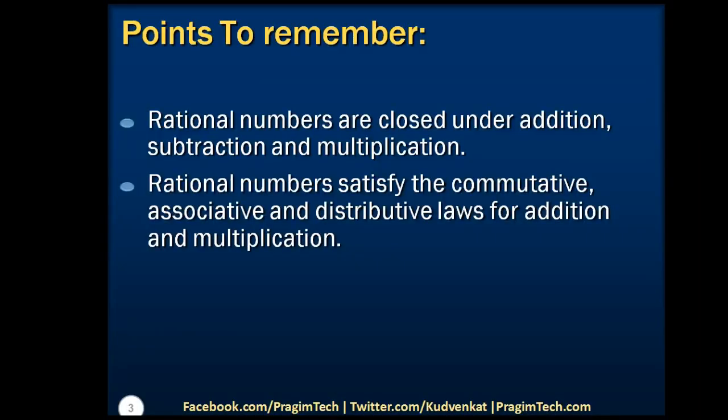From the above examples, we can conclude the following points. Rational numbers are closed under addition, multiplication and subtraction. Even rational numbers are also closed under division when the division is with respect to a non-zero rational number. Second point is rational numbers satisfy commutative, associative and distributive properties for addition and multiplication. In the next session, we will discuss these properties with respect to irrational numbers.